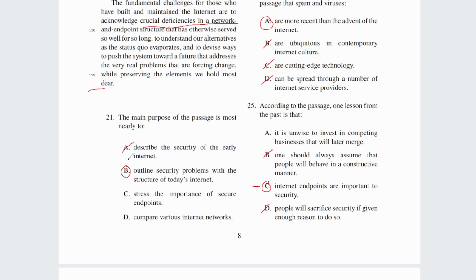And at the very end of the passage, we start to get a sense that the author is going to talk about how to solve them. But we're really looking at the problems, right? And one of the problems is secure endpoints. But this is a supporting point to answer choice B. Comparing various internet networks barely happens, right? There's some mention that there are other internet networks, but this is not the main purpose of the entire passage. The main purpose is to look at all of these security problems.